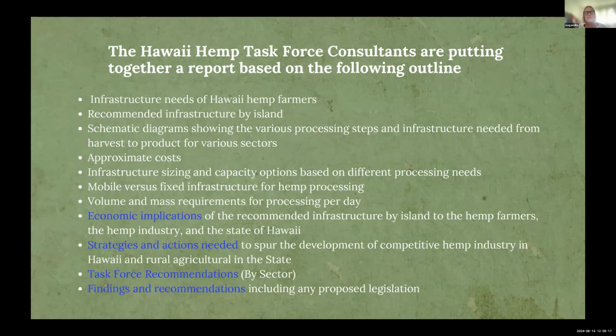And then the last section is findings and recommendations, including any proposed legislation. So this is what's going to be in the report. We're probably 85% done with it, I would say. We just need to tighten up some of the sections. And then these ones in blue, a lot of this is coming from you guys. So this is us compiling kind of what your needs and recommendations are. So just so you understand what this report is about.